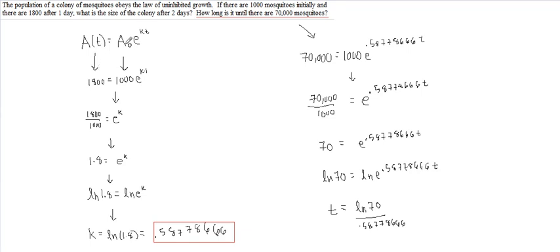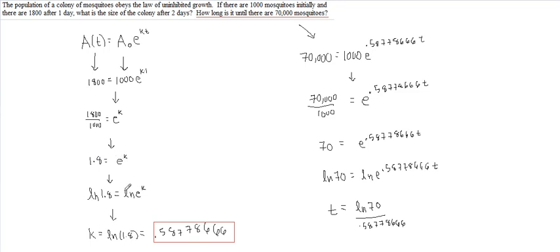And then A sub 0 is the initial amount, so the 1,000 is going to go in that spot. And then times e raised to the k times 1, because t is 1 day. So if we divide both sides by 1,000, we're going to get 1,800 over 1,000 on this side, and they go away on the right side of the equal sign. We simplify 1,800 over 1,000 is 1.8. That equals e to the k.